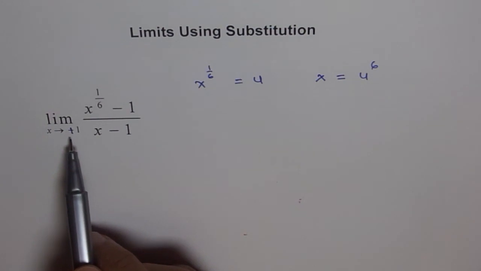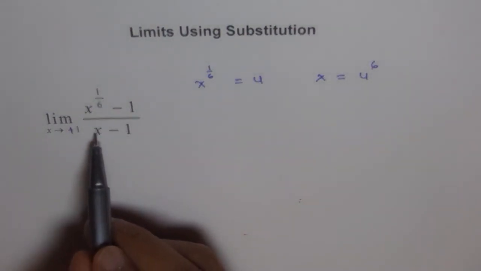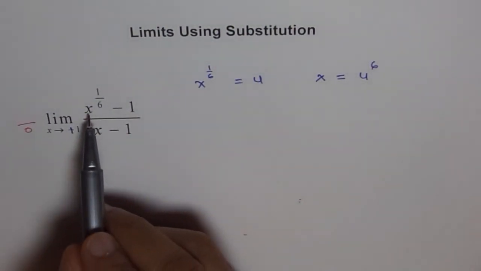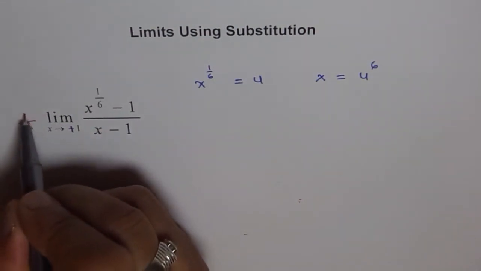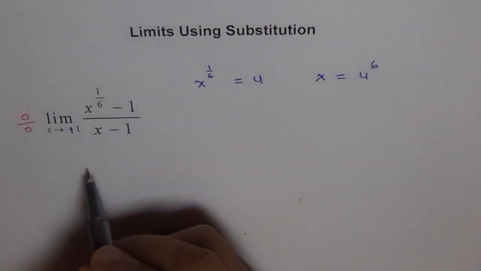But if I write plus 1 here, then what happens? 1 minus 1 is 0, right? So we get 0 in the denominator. And 1 to the power of anything is 1. So 1 minus 1, we get 0. Now we get 0 over 0, right? This 0 over 0 has no meaning, so we can't just substitute and get the answer.